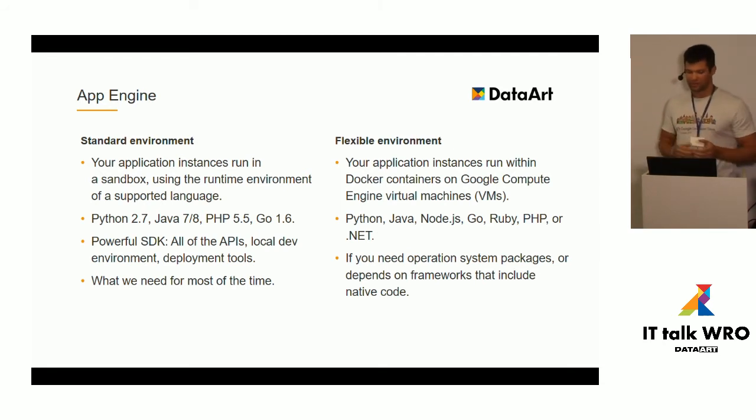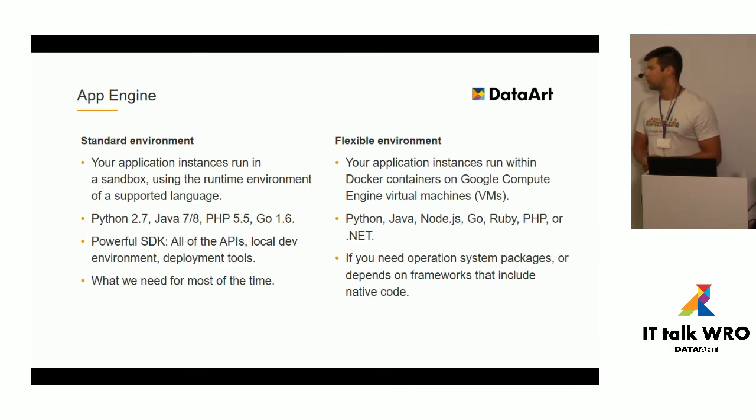for AppEngine and Docker. And you could pick a standard environment, and in this case your application runs in a sandbox with a specific runtime of a supported language. As you see, currently there are four languages supported: Python, Java, PHP, and Go. You have a powerful SDK that you can use on the standard environment. In this SDK, all the APIs of AppEngine and Google are available. You have a local dev environment, so you can start your application locally, and you have deployment tools also. This is basically what we need most of the time for our applications.